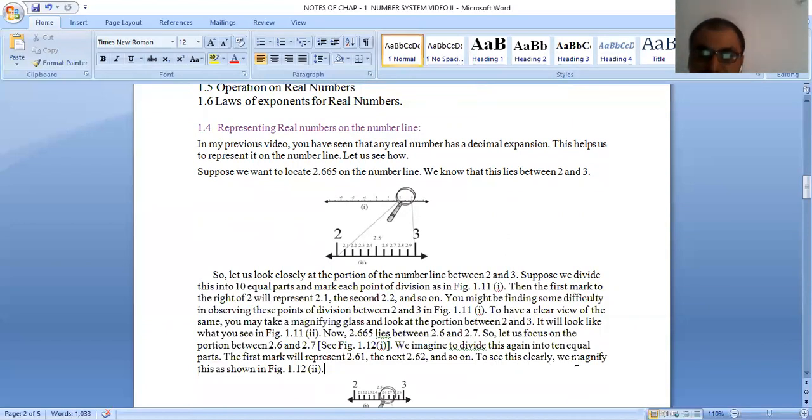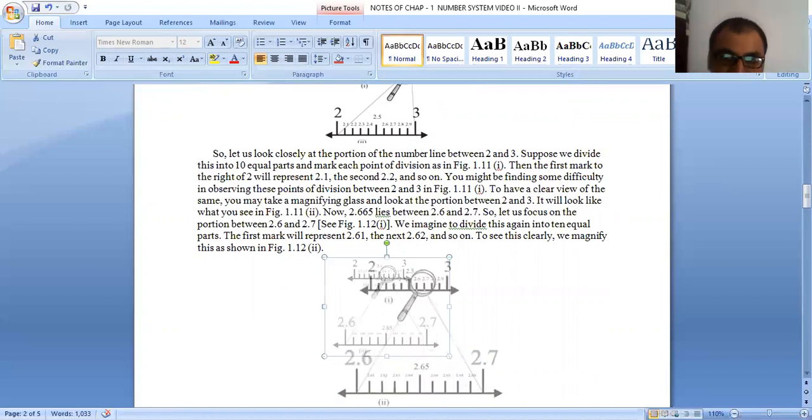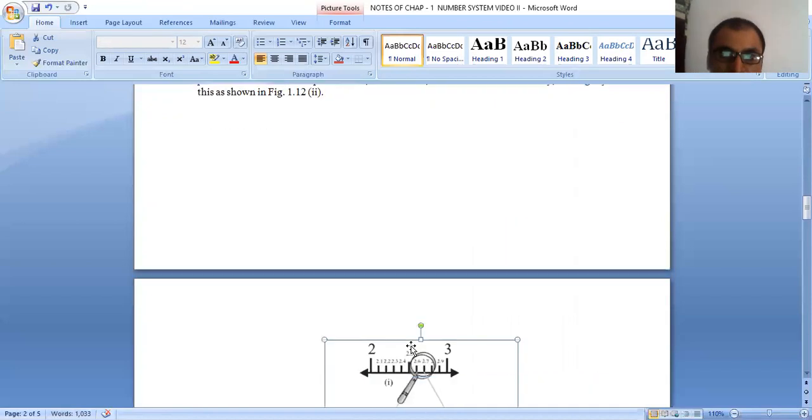To see this clearly, we magnify it. This is shown in figure 1.12, the second figure. You can see here we have taken 2.6 at one corner and 2.7 at the other. We have to divide the interval between 2.6 and 2.7 into 10 equal parts, like that: 2.61, 2.62. You can see clearly. Understood now? It is visible.